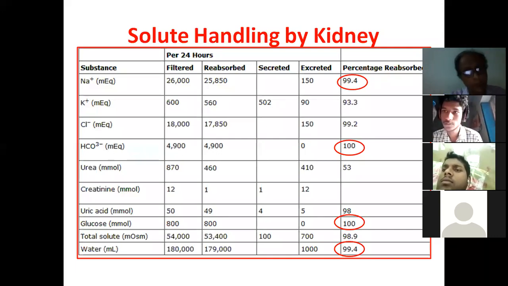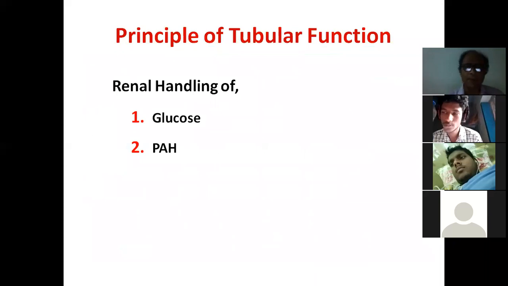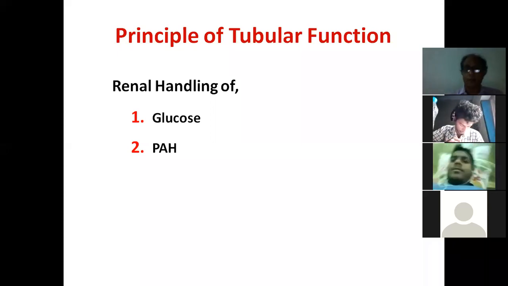Now, how does this handling take place? Today I will not discuss the individual areas of the nephron or individual solutes. We shall discuss the general principle, which is very, very important. To understand the principle of tubular function, the conventional teaching practice is to understand the renal handling of two substances: glucose and paraminohippuric acid. Glucose is a substance which is classically reabsorbed, and paraminohippuric acid is classically secreted. So conventionally, we take these two substances to understand what is happening in the tubule.